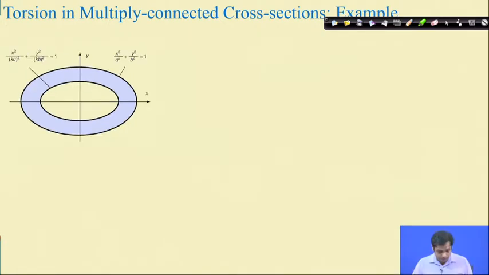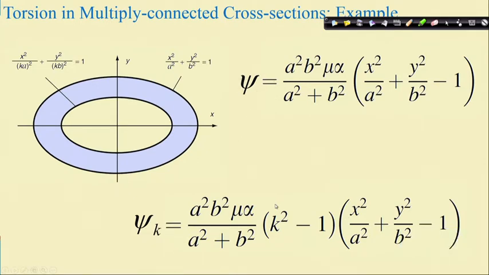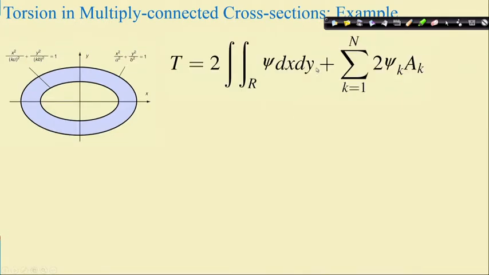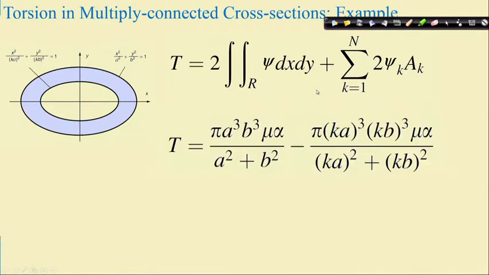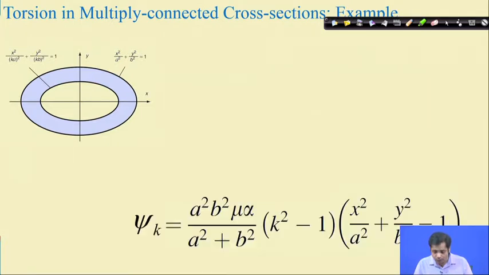Now, the next is this relation between torsion and the stress functions. If we substitute the expressions of psi and psi k in this relation and do the integration over r, then we have an expression like this, and finally this expression becomes this. If you recall, if you substitute k equal to 0 here, we should get the expression for the solid elliptical shaft. We will see that at the end. So, this is for torsion. Now, once we have the torsion, then we have the stress function.